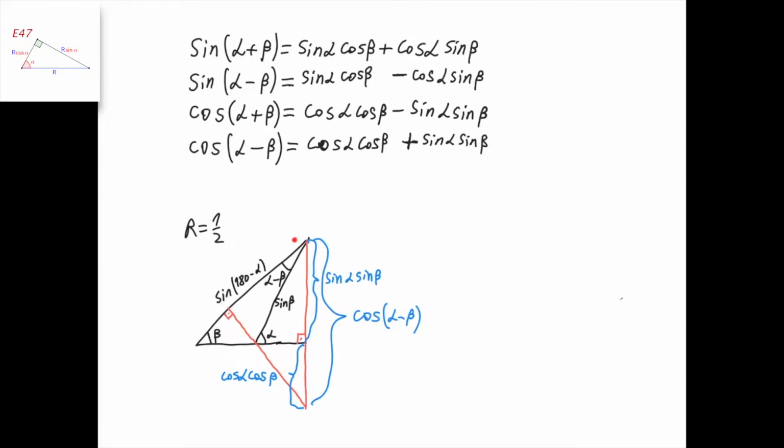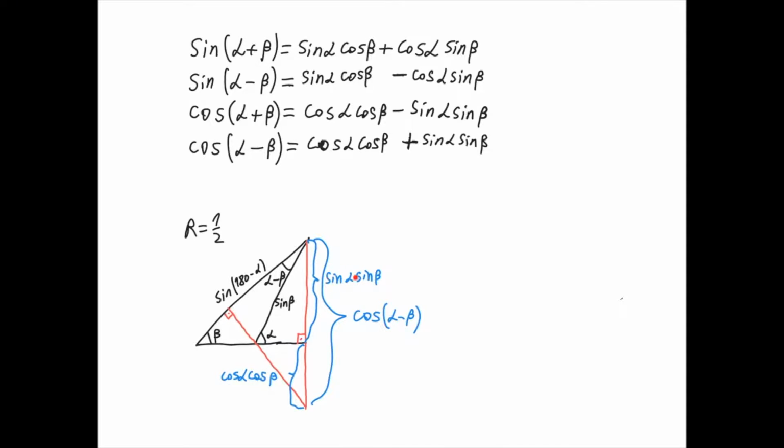It has a hypotenuse sine of 180 minus alpha, and this angle is beta, so this length here must be sine of 180 minus alpha times sine of beta. But sine of 180 minus alpha equals sine of alpha, and so we can write this length as sine of alpha times sine of beta. Now let's try to find this length.